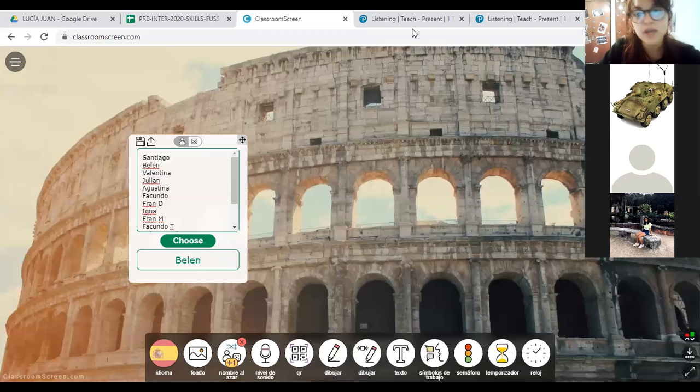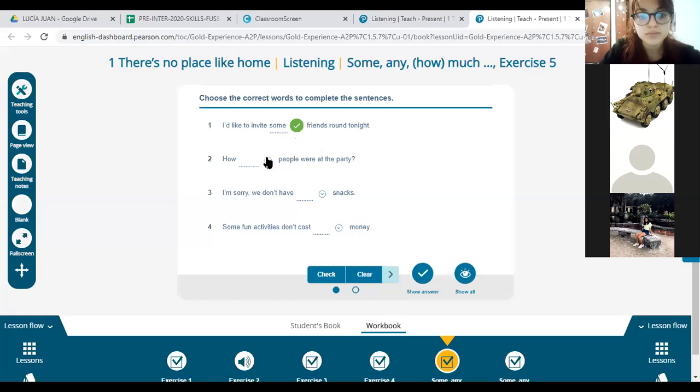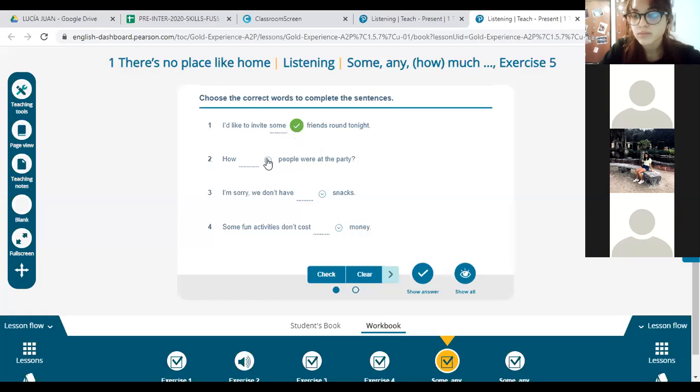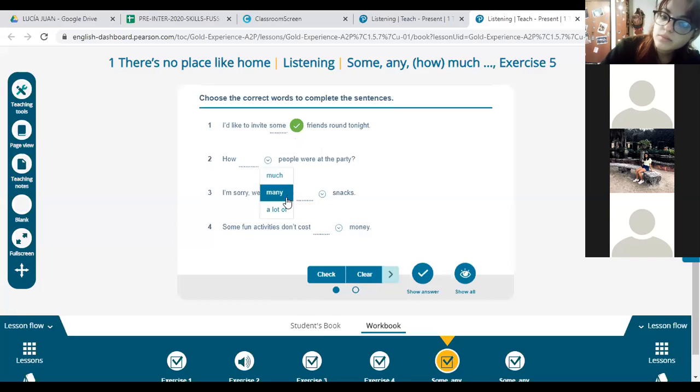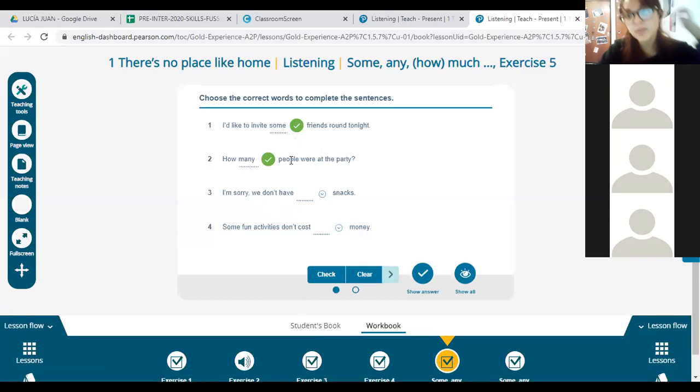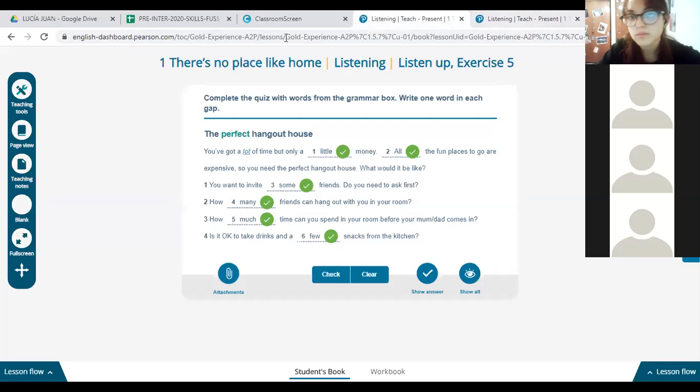Let's see. Belu. How many people were at the party? How many? Good. Why do we say how many? Because it's countable. Because people, it's countable. Good. And we have a question. Very good.